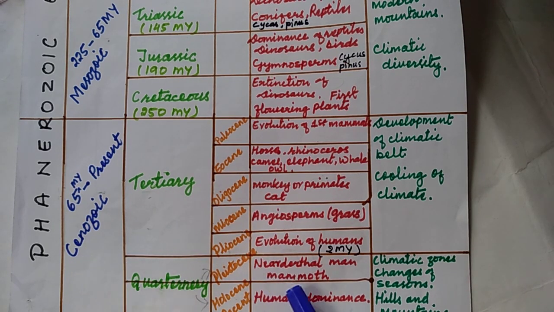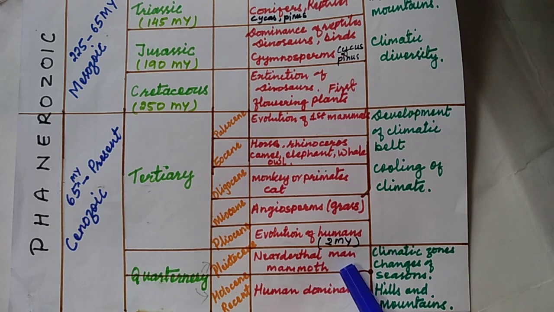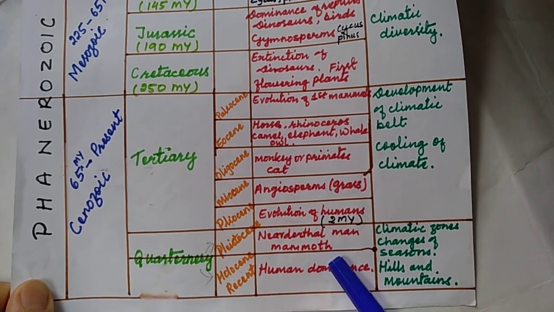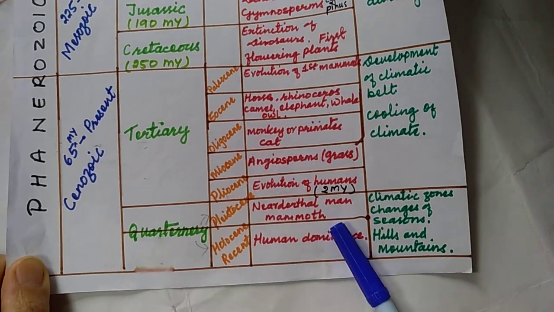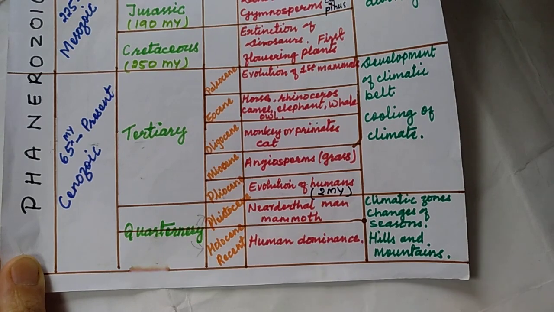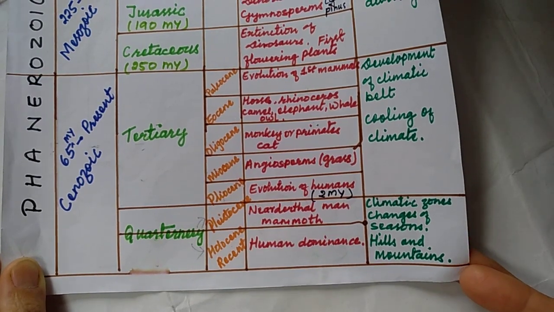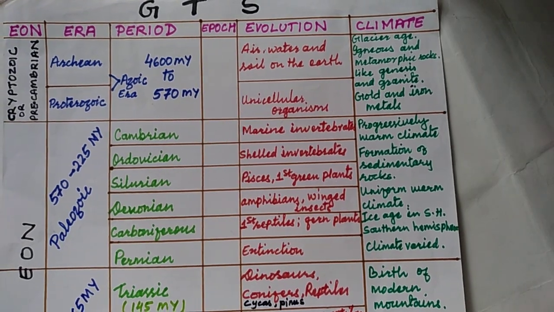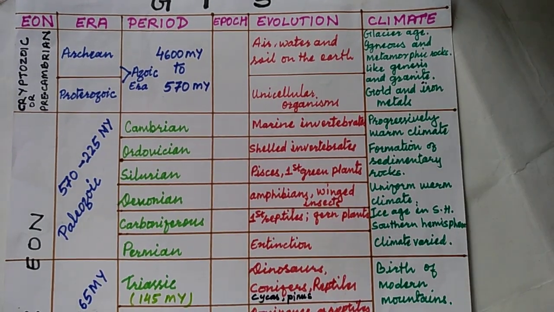Cenozoic era. And Neanderthal man, the caveman, was living at this time, and the mammoth was also living at this time. And in the recent time, human dominance. So now there is human dominance on the earth's surface. So this is the evolution taking place on the earth from the beginning to the present time.